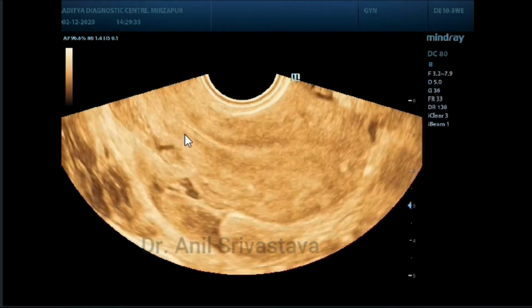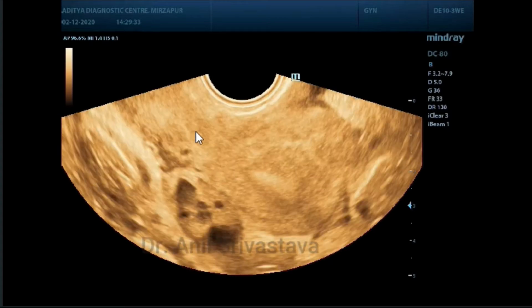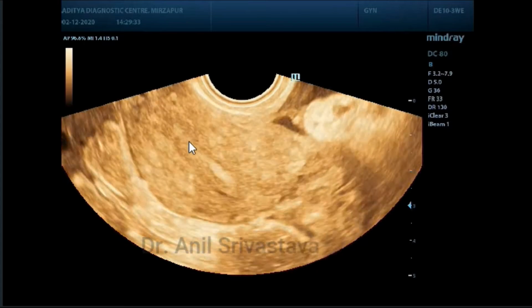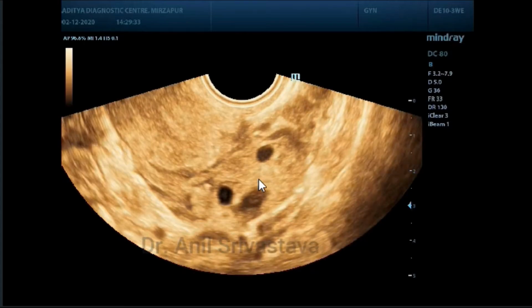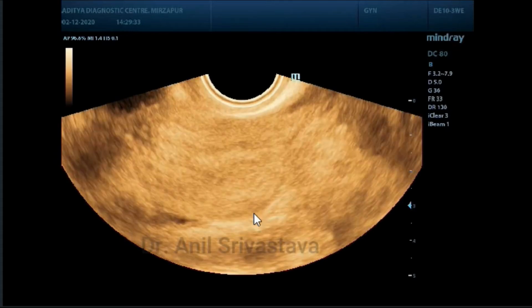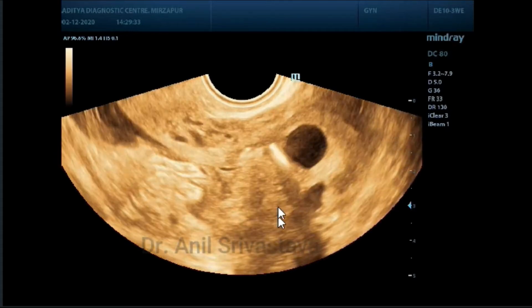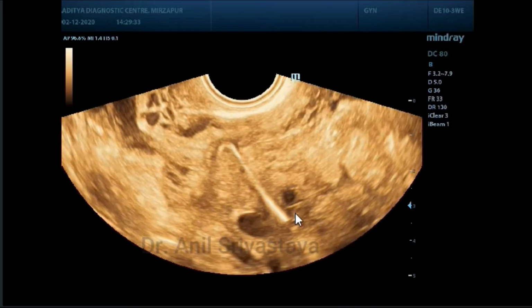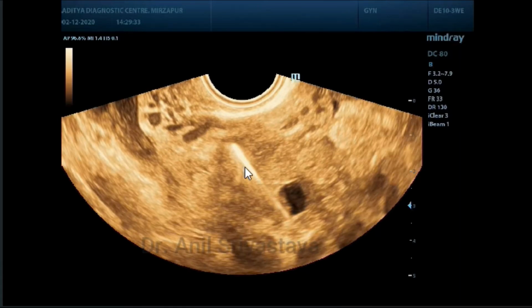This is uterus. No collection. Endocervical canal, this is the endometrial cavity, left ovary. This is left ovary, follicles. This is right ovary and the endometrial cavity. This IUCD is lying obliquely in right ovary substance.